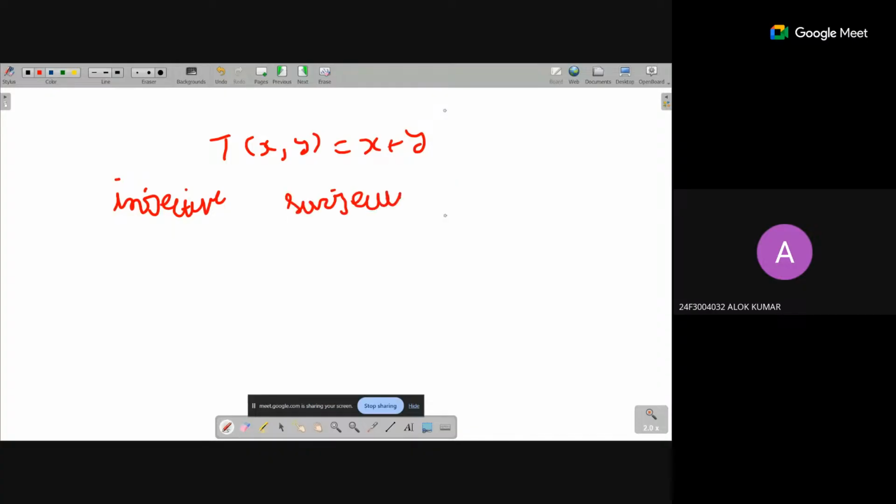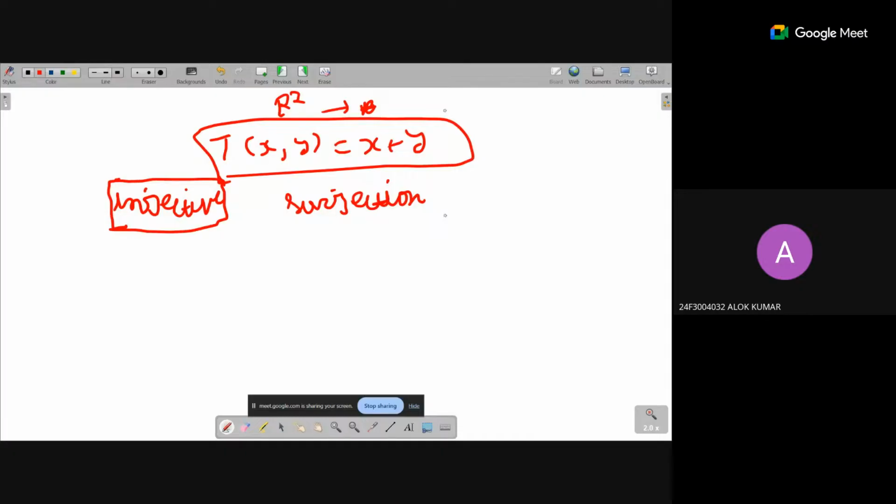Since the transformation is very simple, mapping a vector in R square, 2 dimensions, to a vector in 1 dimension, we can find this intuitively. We don't have to look at the matrix, calculate rank and nullity. Why? Because for injective, we can directly compute that T(v) is 0, and v should be unique. If this condition is satisfied, then we can say that the transformation is injective.